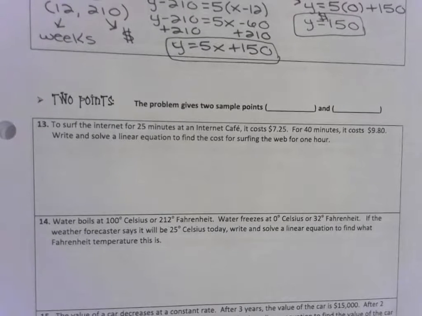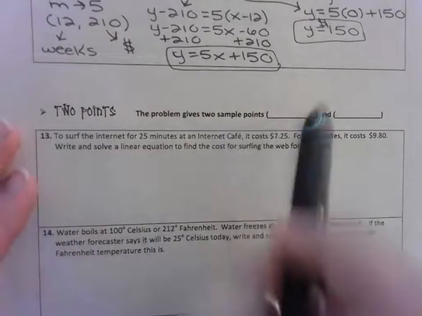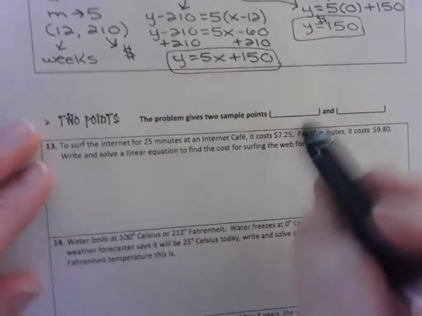Okay, so get your notes out. Homework to the side. We're going to look at the last type of story problem. These are going to be the type of story problems that give you 2 points. So as you read these story problems, listen up. You're going to notice that these story problems are not going to give you the slope. It's not going to tell you something per something. Instead, it's going to give you 2 points.